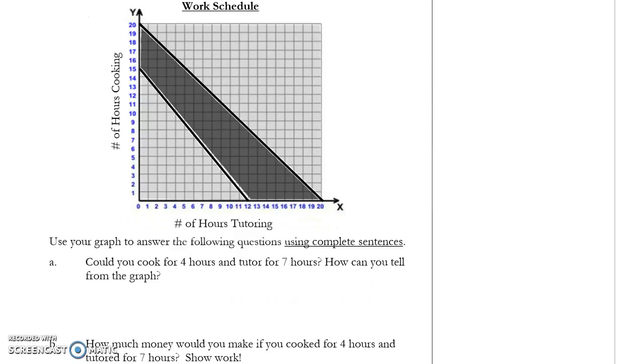The solutions here are all represented in this dark shaded region. That's the area that solves both inequalities. It's important on these problems to look and pay attention to the axes. This is the number of hours cooking. All of these numbers represent hours cooking.